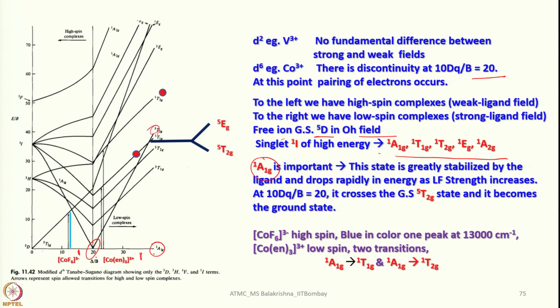If you take hexafluorocobaltate(III), 3 minus, high spin, blue in color, it can show you one peak at 13,000 centimeter minus 1, whereas in the case of the low spin complex, 2 transitions are seen instead of 3 here. You can see, of course, it is d6 here, obviously we will see only 1, whereas here you can see 2 because they are very closely spaced.